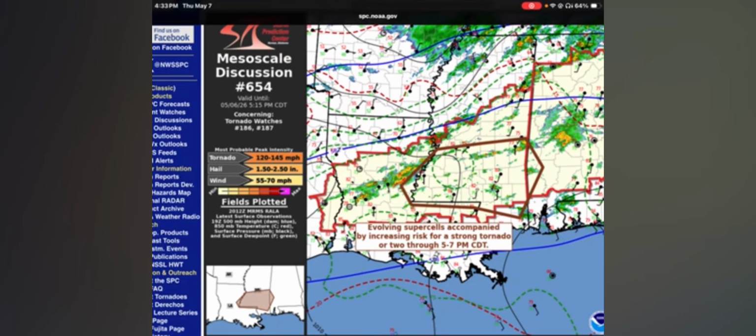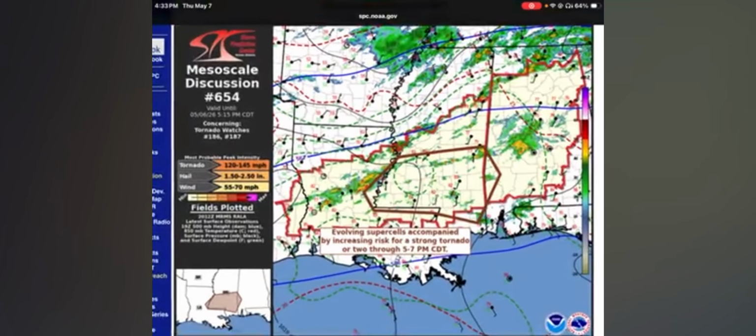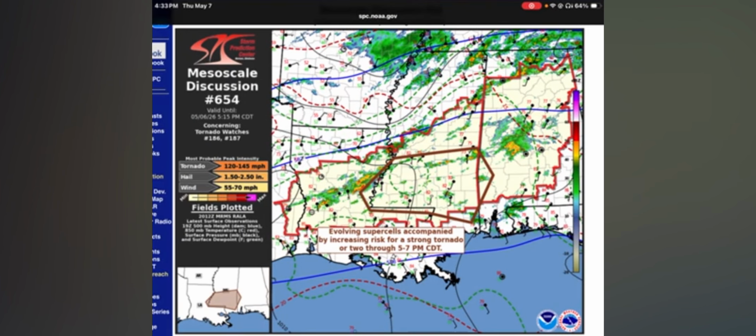Latest surface observations 19Z, or 2 p.m. Central, 2 p.m. Central Daylight Time. 500 millibar heights in blue. 850 millibar temperatures are in red. Surface pressure is in black, and surface dew points are in green.